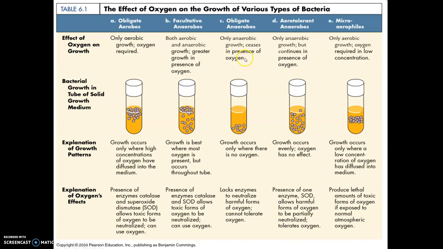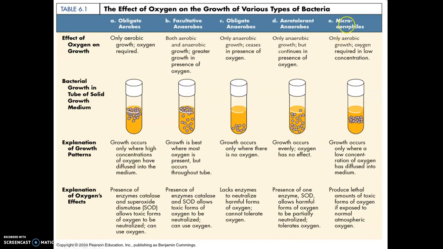Now, the obligate anaerobes are the opposite of obligate aerobes. So they're going to be all the way at the bottom, as far away from the oxygen as they can get. Okay? The aerotolerant anaerobes are very similar to facultative anaerobes. The difference is they don't care about oxygen at all. So there's not going to be a whole lot up at the top. They're basically going to be spread out throughout the whole tube.